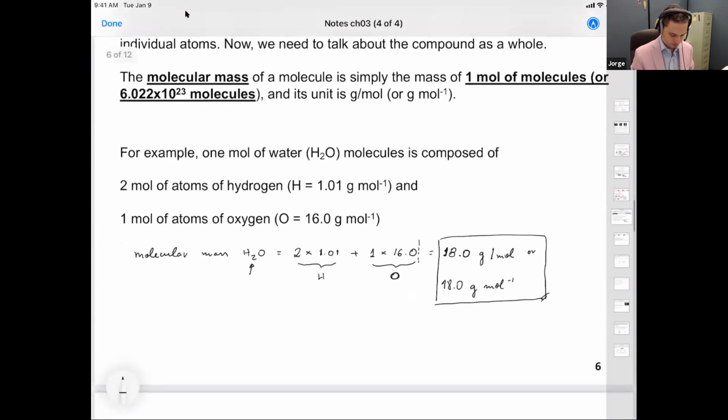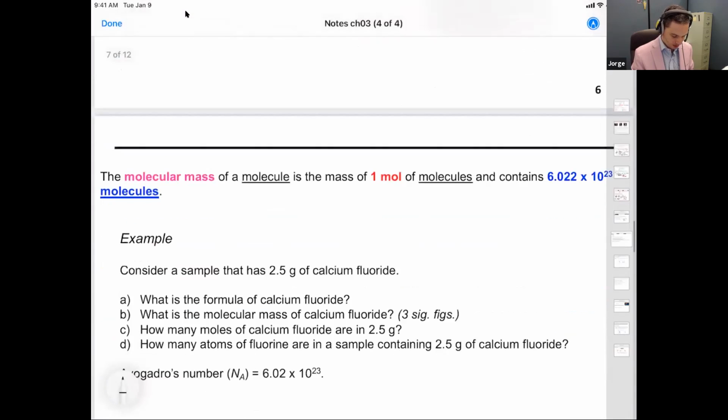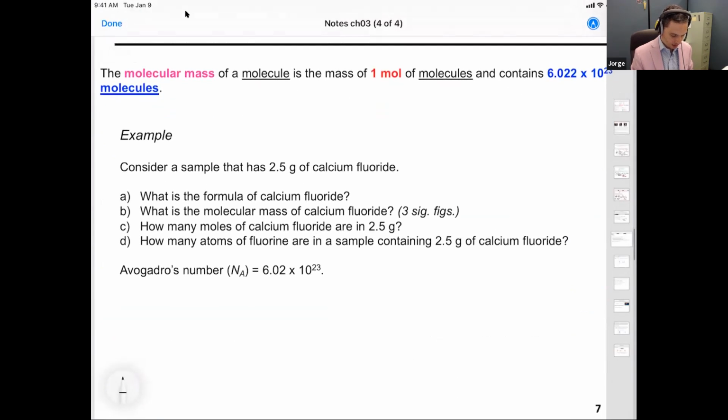Okay, so with that being said, let's do a practice here. And I would like to give you a couple minutes to try to solve all the items in this example, and then we will do it together.